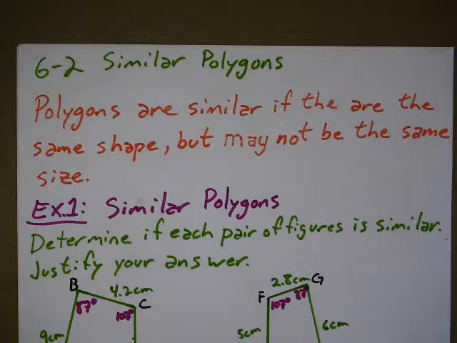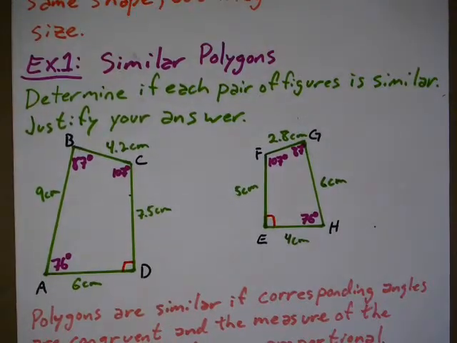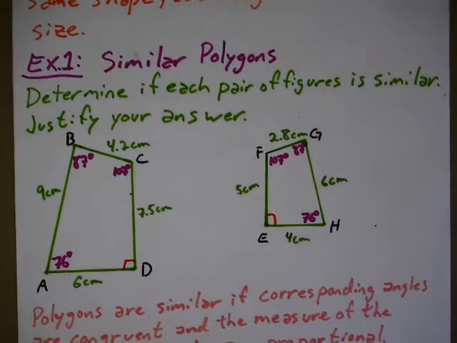Today we're going to talk about similar polygons. Polygons are similar if they are the same shape but not necessarily the same size. And what we're going to talk about is how to determine if two shapes are in fact similar. So the directions will ask you to determine if the pair of polygons are similar, and then to justify your answer.